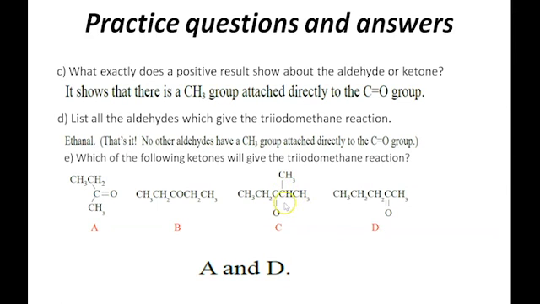Just see C. In the case of C, there is no methyl group directly attached to the carbonyl group. So the test will be negative. In the case of B, also the same as C. But in the case of A, the methyl group is directly attached to the carbonyl group. So the answer is A and D.